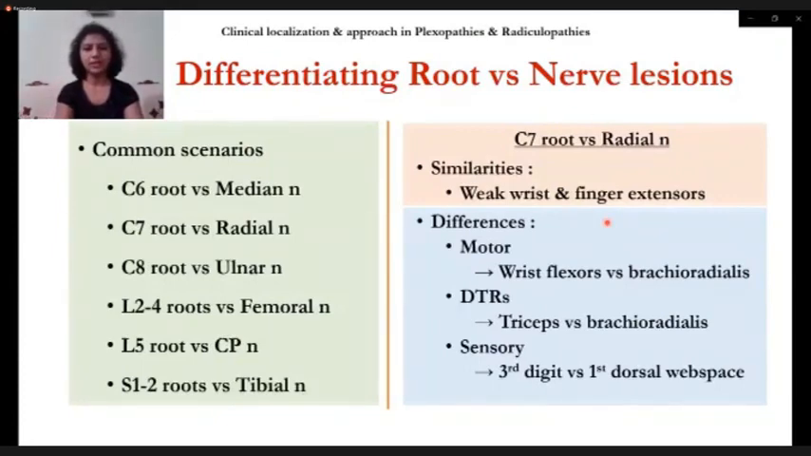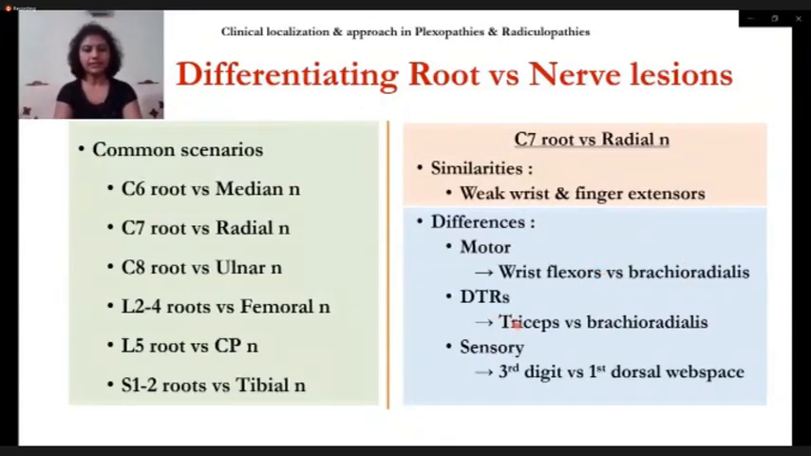The motor examination should focus on identifying the pattern of weakness. Atrophy and fasciculations may also be present, and they follow the same patterns as the weak muscles. Here, in this setting, the wrist flexors and pronators are innervated by the C7 root, but not by the radial nerve. And again, the brachioradialis is a radial innervated muscle, and it is not supplied by C7. So testing these two muscles can help to distinguish a radial neuropathy from a C7 radiculopathy.